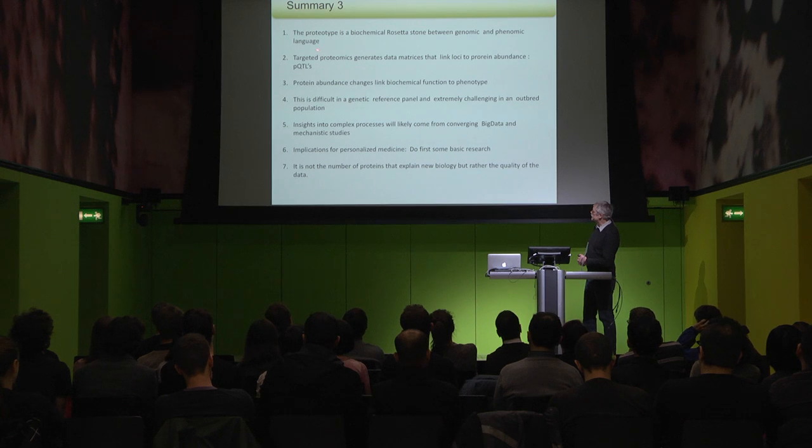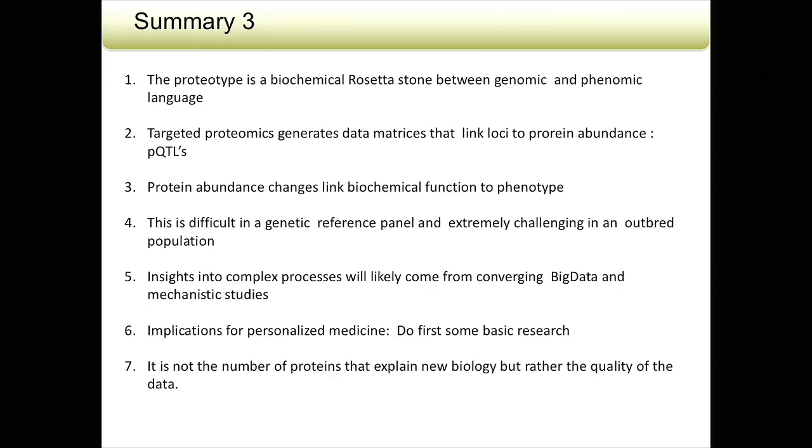So to summarize this third part, and then I'm done. The proteotype is a biochemical Rosetta Stone between genomic and phenomic language. We think it helps a lot to translate the genomic variability in biochemical terms into phenotypes if we understand what the proteins are doing, and not just what they're doing in terms of their presence, but of course in terms of their function. The targeted proteomics generates data matrices that link loci to protein abundance.